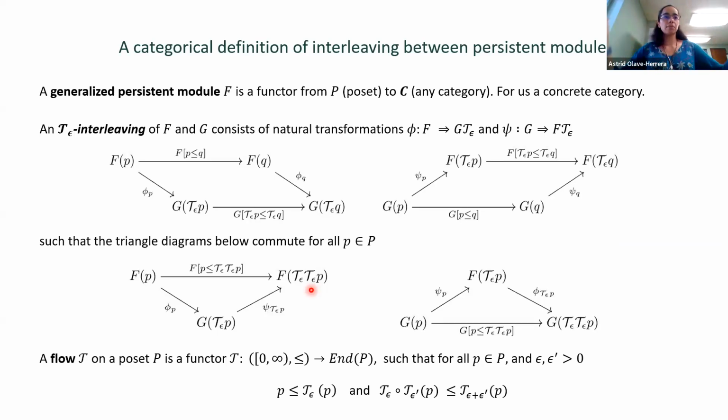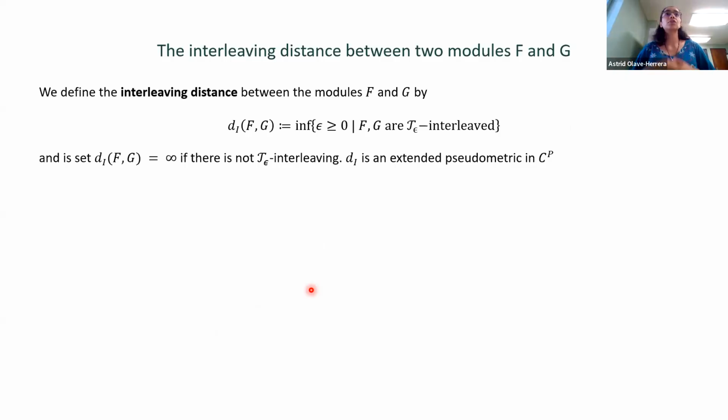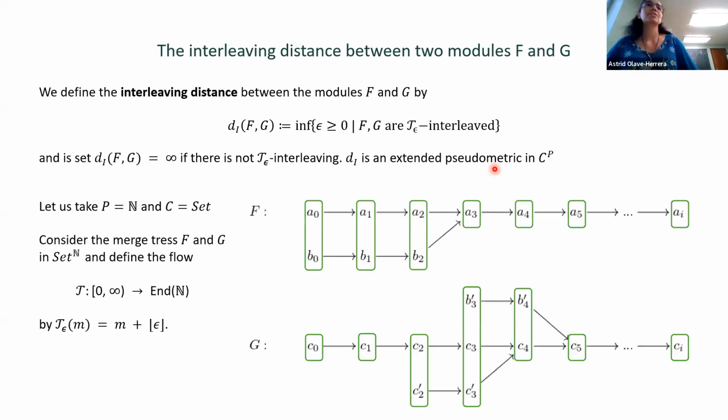Okay, so you have your interleaving. And now your interleaving distance is taking the infimum of those epsilons such that the 2 elements are T epsilon interleaved. So that's going to correspond to the interleaving distance between the models. And this distance can be infinite if there's no T epsilon interleaving. So this actually is an extended pseudometric, because you can have infinity. And that's the definition. But I know it's a lot of words. So what if we do an example? Examples make our life easier.